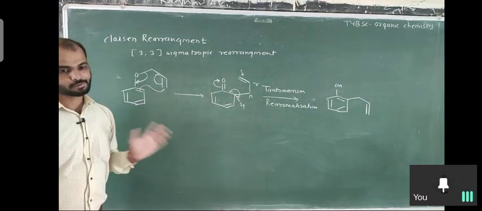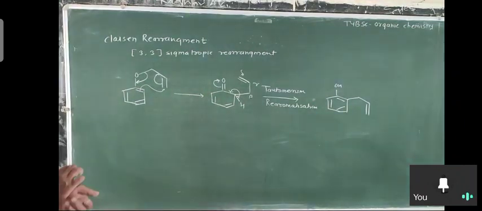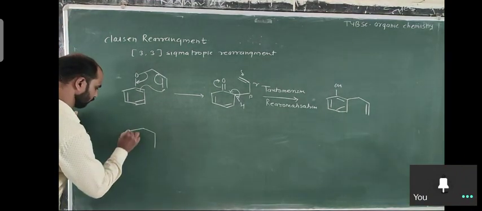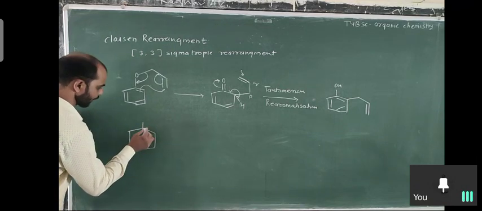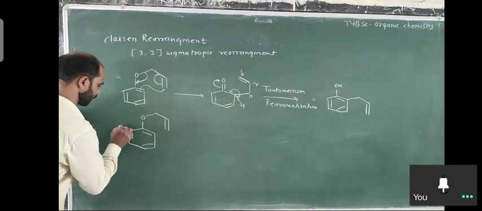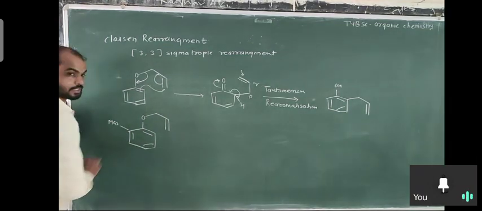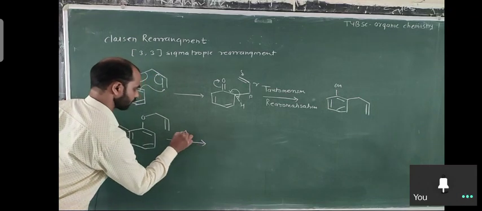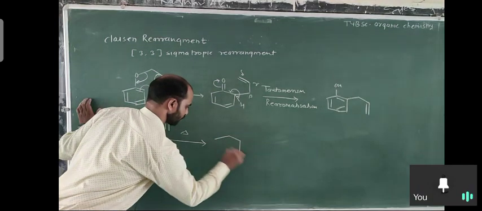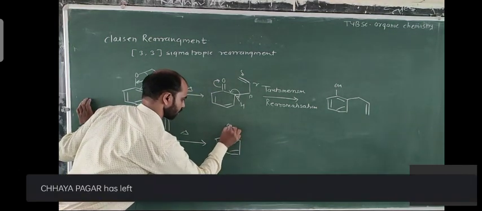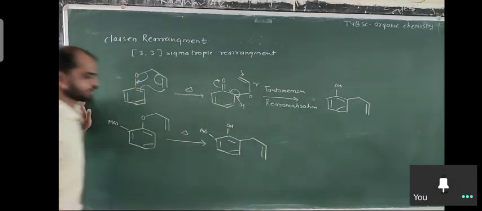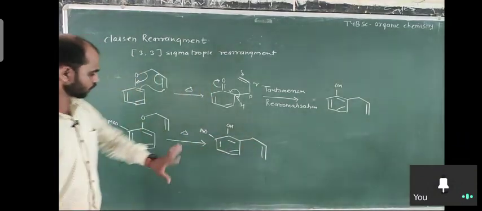So this is all about the Claisen rearrangement. Okay, you try the mechanism of this at home. Here is an OMe, a methoxy group is present. So what is the product here, formation of, this is the product. So you try the mechanism at home.